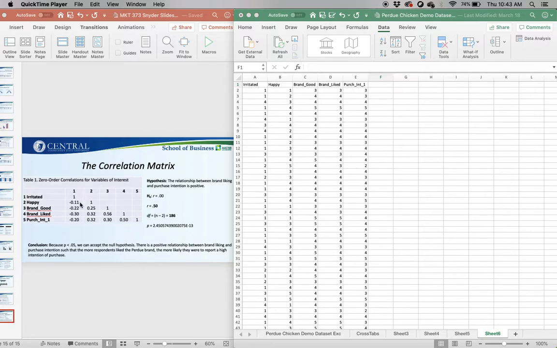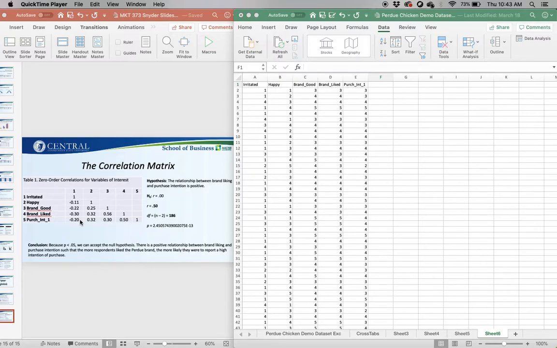So what we see is a correlation between irritated and happy of a -0.11. What that implies is that the people who reported being more irritated reported being less happy. Here again we see between irritated and brand good a -0.22 relationship, and what that means is that the people who said they were more irritated felt that the brand was less good. They also said that they liked the brand less, and they also were less likely to purchase the brand.